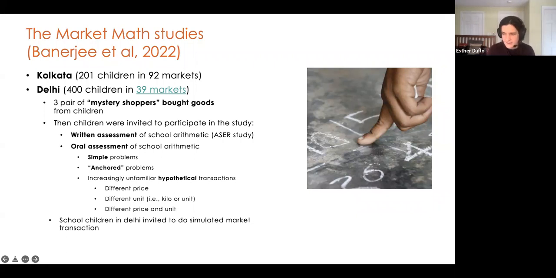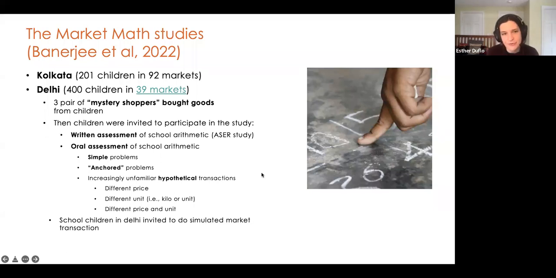We did that three times in the same market day with three different pairs of decoys, and then we invited the child to do some math exercises with us, if their parents agreed. Most of them did agree.